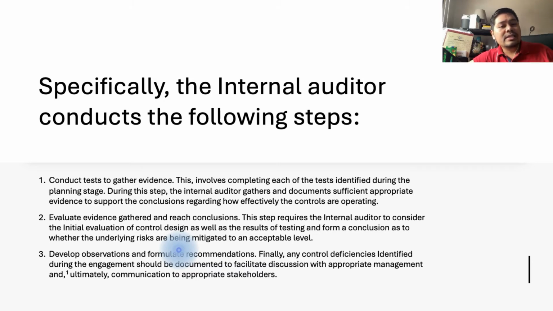Okay? This step requires the internal auditor to consider the initial evaluation of the control design as well as the result of testing and form a conclusion as to whether the underlying risks are being mitigated to an acceptable level. Kasi if you have gathered the evidence, it's possible that you can conclude that the presence of that evidence would really mitigate the underlying risk to an acceptable level. Okay? Or what we call the risk tolerable level.